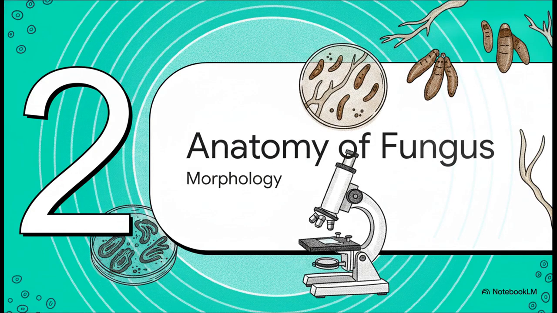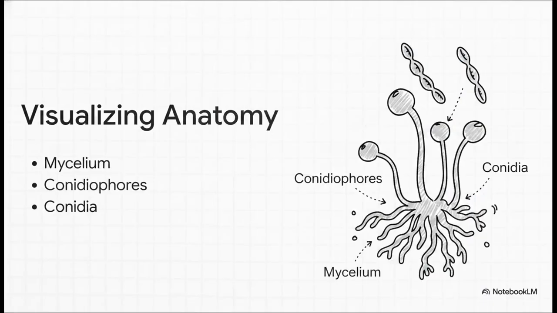Section 2. Anatomy of a fungus. Morphology. Let's zoom in a little closer, shall we, and look at the exact anatomy of these fungi under a high-powered microscope. There are basically three main anatomical parts you need to know. First up, the mycelium, which forms this rapidly growing, irregularly branched network that actually turns a gray-brownish color as it matures. Then we have the Conidiospores.